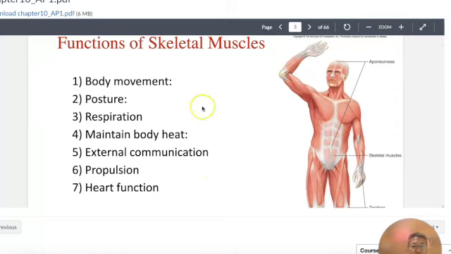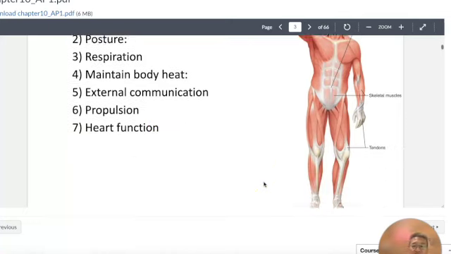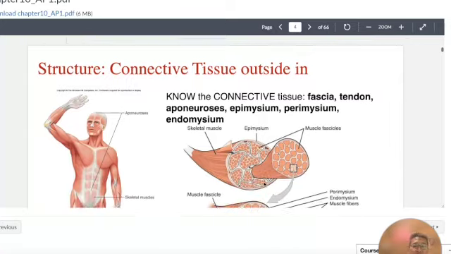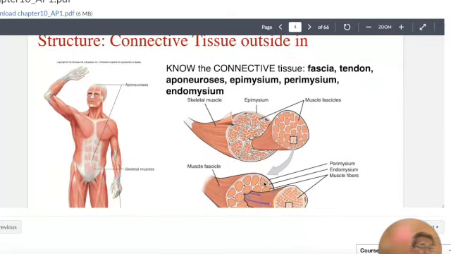So here's what some of the muscle is for. Movement, all these. That's what muscles are for, okay? So let's look at the anatomy of the muscle.